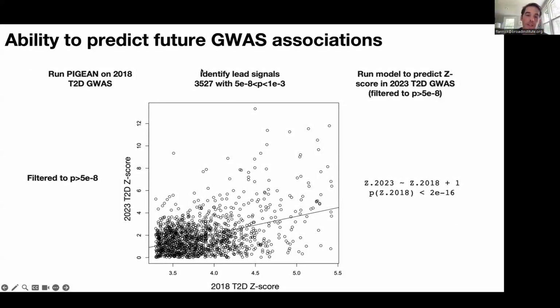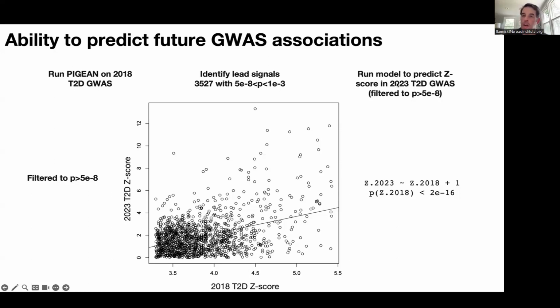Okay, so this is an analysis that addresses that. This is now taking that 2018 T2D GWAS, and then taking all the lead signals that are not genome-wide significant. So these are p-values above 5 times 10 to the minus 8th and below 10 to the minus 3rd. So it's not like everything, but below anything that's reasonably significant.